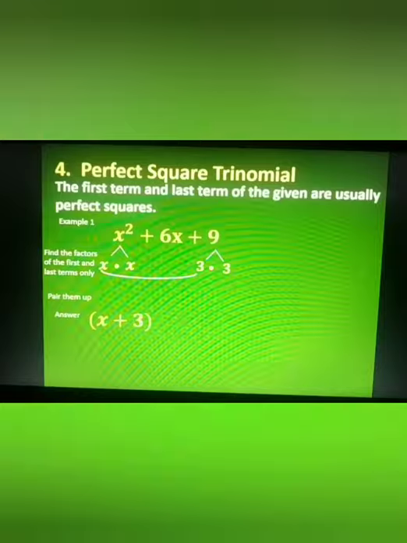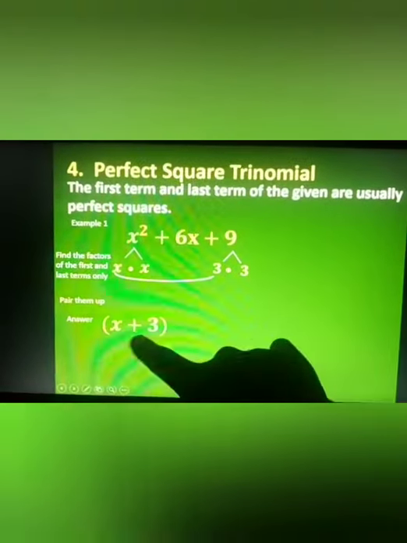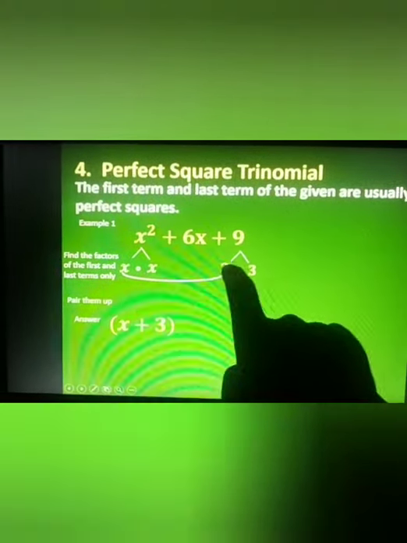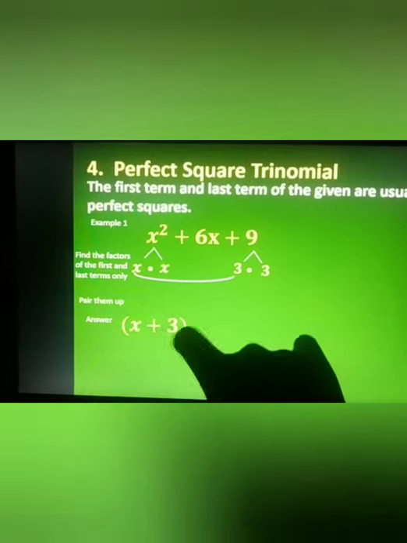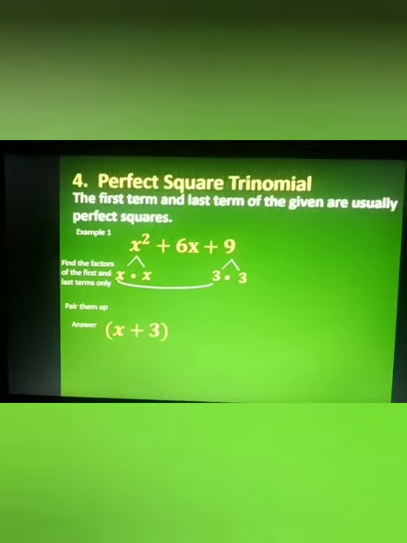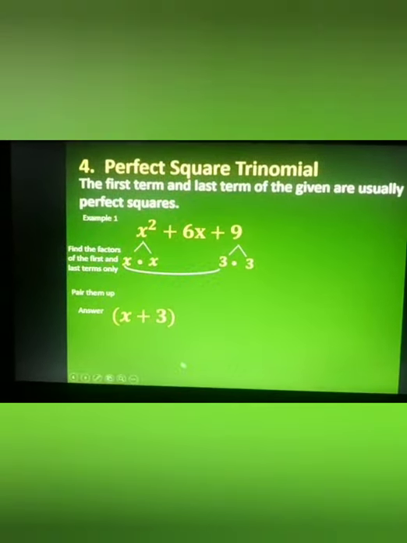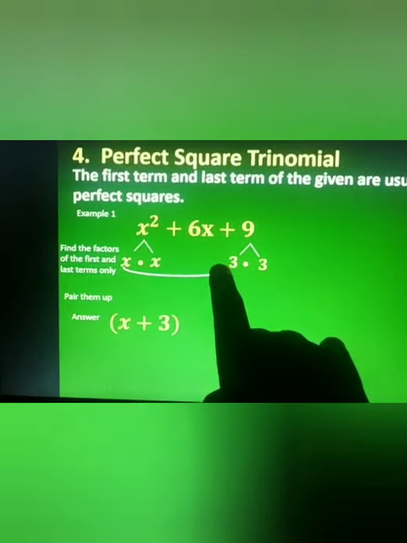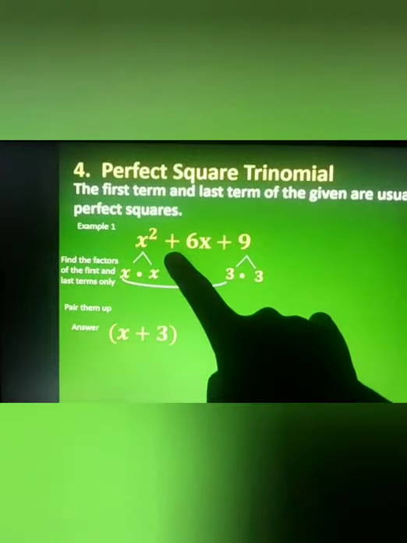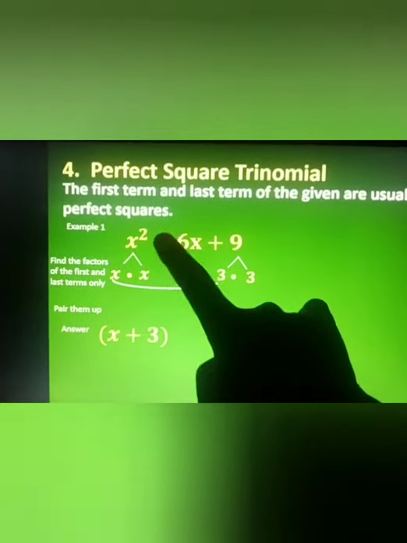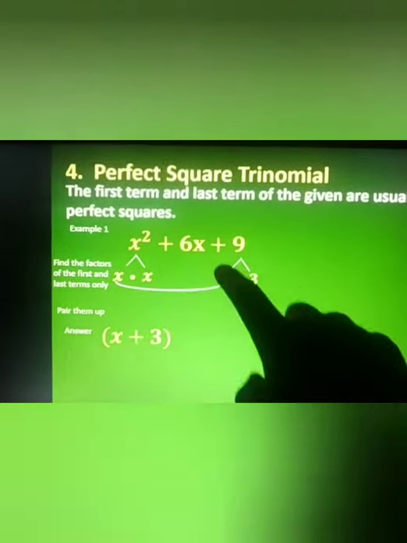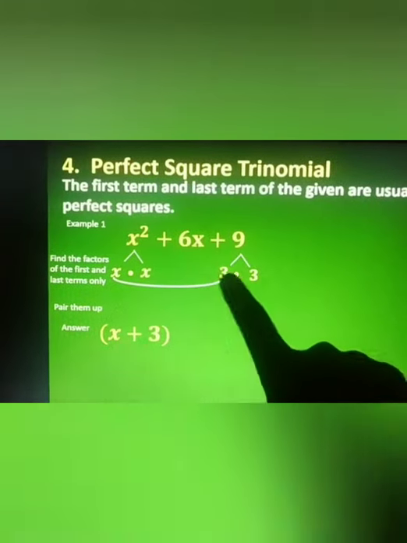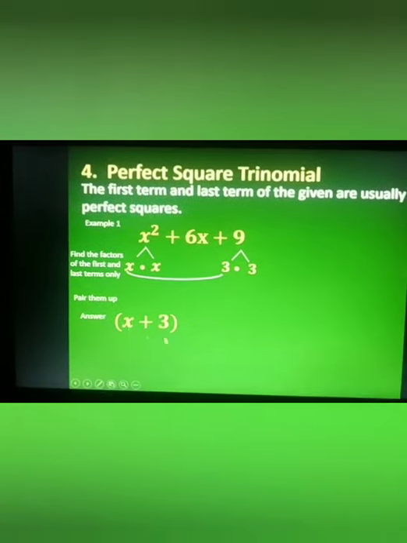So, x plus 3. Oh, ma'am, you said plus, ma'am. That's positive 3. It can't be 3x or x3. No. x plus 3. Okay? Class, now, the sign inside for both must follow the sign of the middle term. If the middle term is negative, both are negative. If positive, both are positive. Okay, so plus.